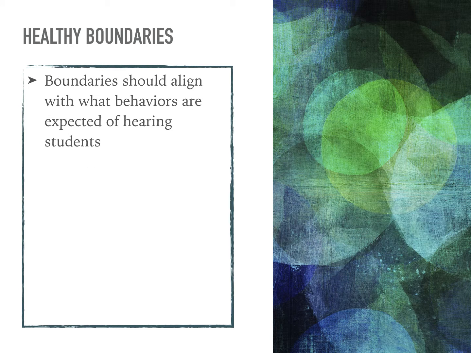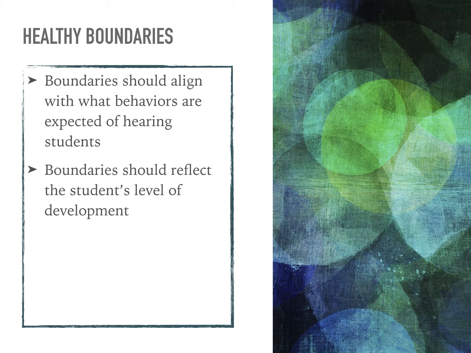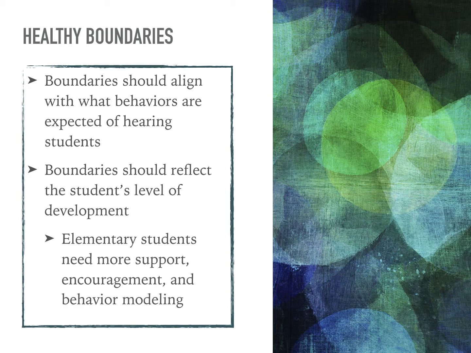So how to establish healthy boundaries between the interpreter and the student? For one, the boundaries that the interpreter establishes should align with what behaviors are expected and not allowed from the hearing students. Additionally, the boundary should reflect a student's level of development. For example, elementary school students might need more support, encouragement, or behavior modeling, whereas middle or high school students might be able to function more independently.